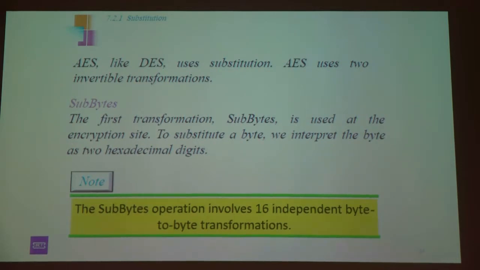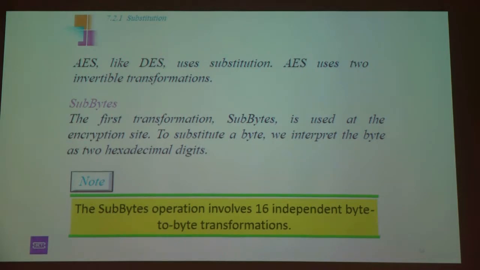So the first one is substitute bytes. If you remember, did you substitute bits or bytes? We did bit substitution. Here we do byte substitution. So we take a byte and replace it with another byte, right? The first transformation, sub bytes, is used on the encryption side. To substitute a byte, we interpret the byte as two hexadecimal digits, right? So how do you write the hexadecimal of the byte?